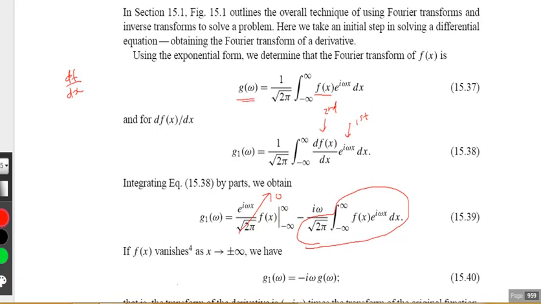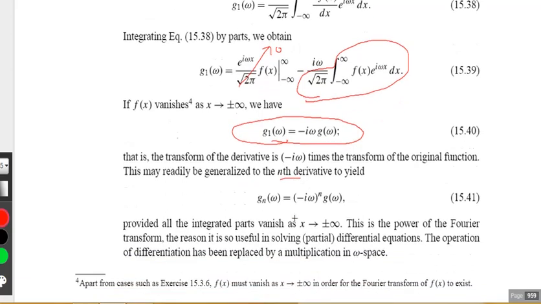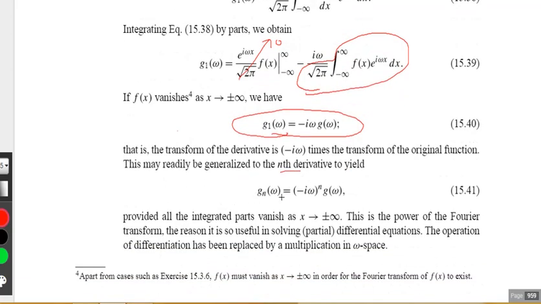So our result is g1 of omega is equal to minus i omega into g of omega. That is, the transform of the derivative is minus i omega times the transform of the original function. Generalizing this expression for the nth derivative, gn of omega is equal to (minus i omega) raised to n times g of omega.